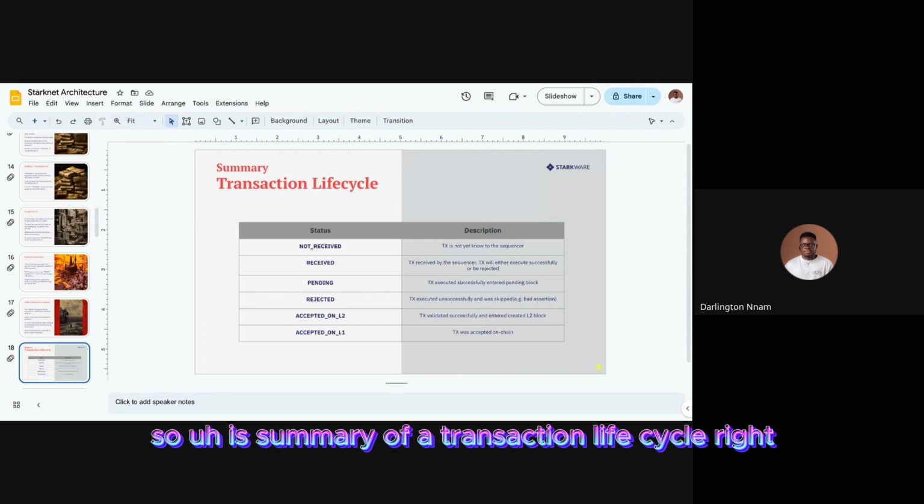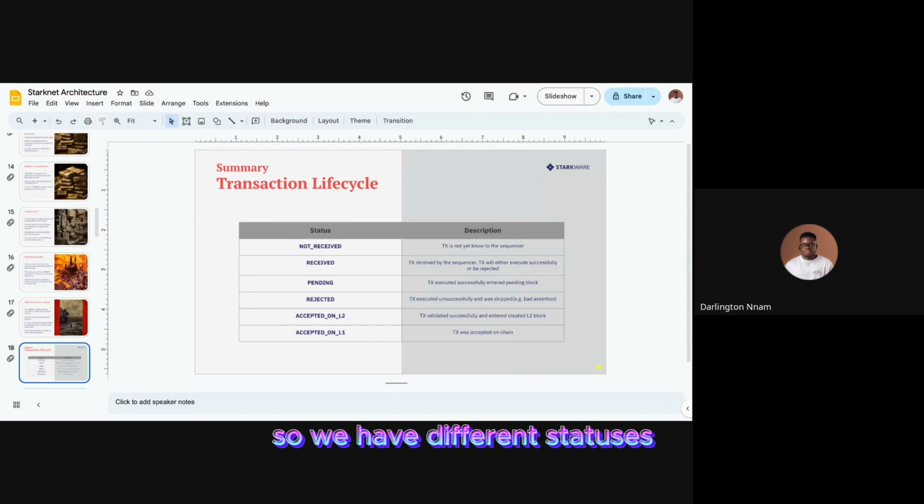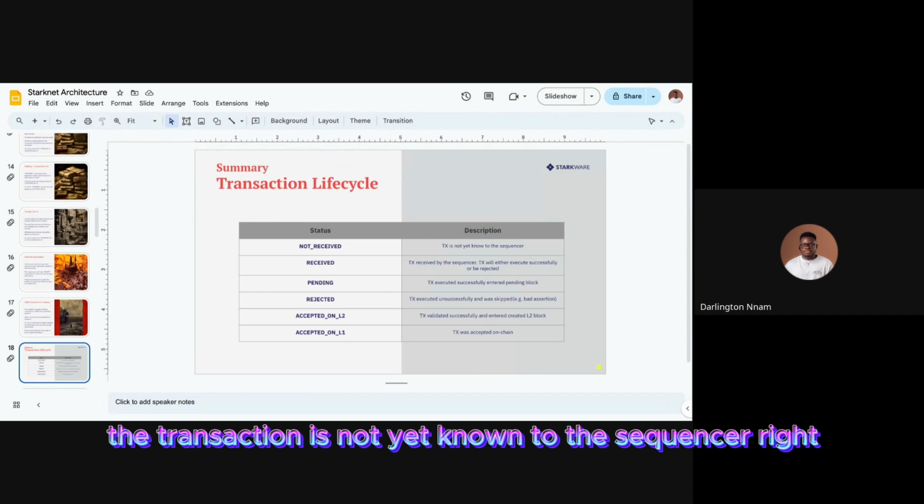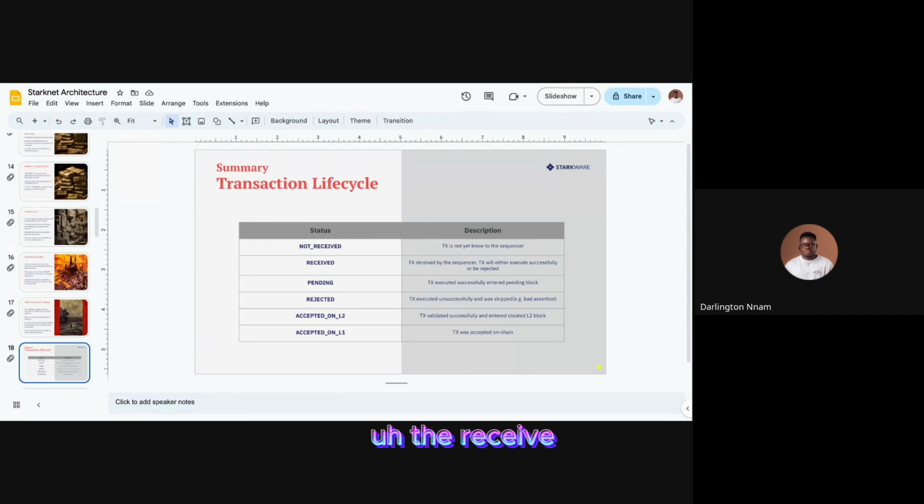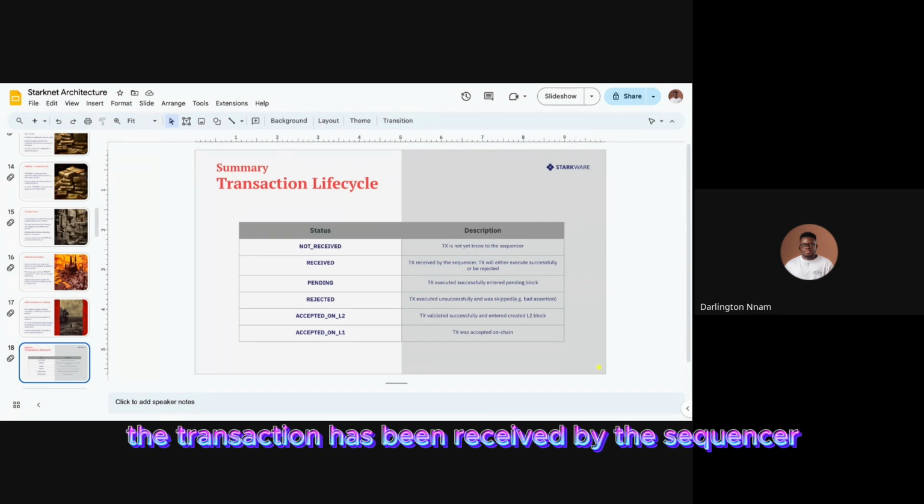So, a summary of your transaction life cycle. We have different statuses. The first status, like we went over, is not received. At the not received status, the transaction is not yet known to the sequencer. At the received status, the transaction has been received by the sequencer and can either be executed successfully or rejected.